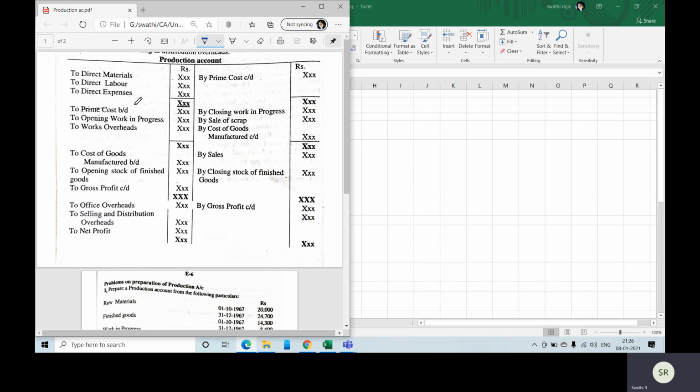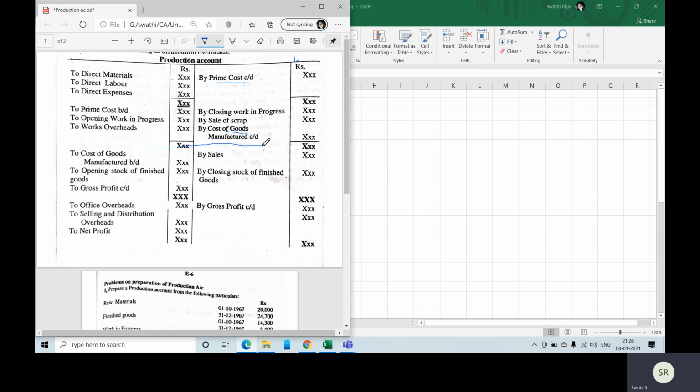It's a T-shaped account, and this is your debit side and this is your credit side. All right. Now in production account, what is the first thing? See, you have all this cost, like cost sheet only, you have prime cost, then you have cost of goods manufactured. Till here, you will be familiar with this, right?